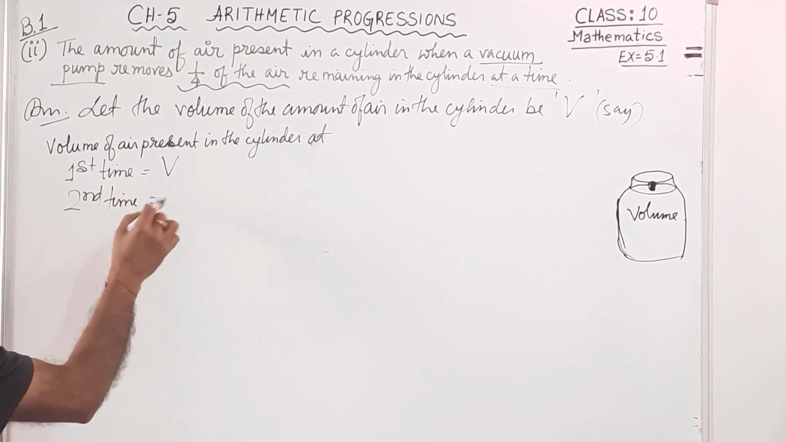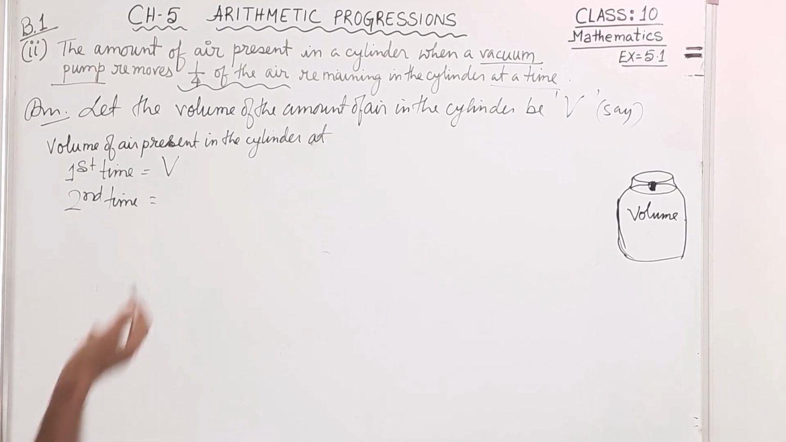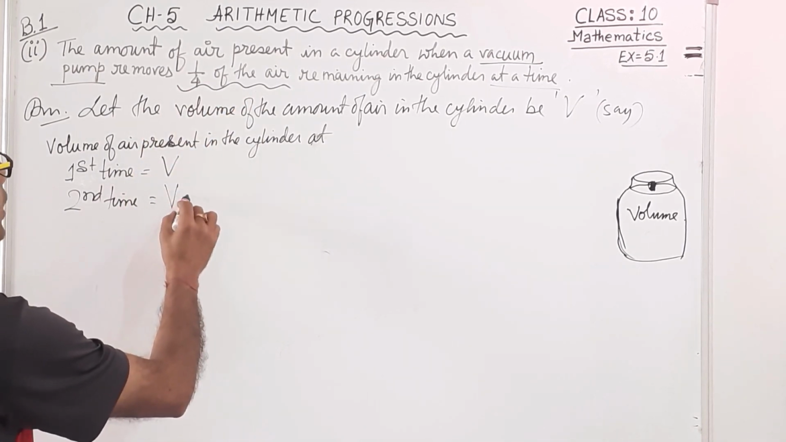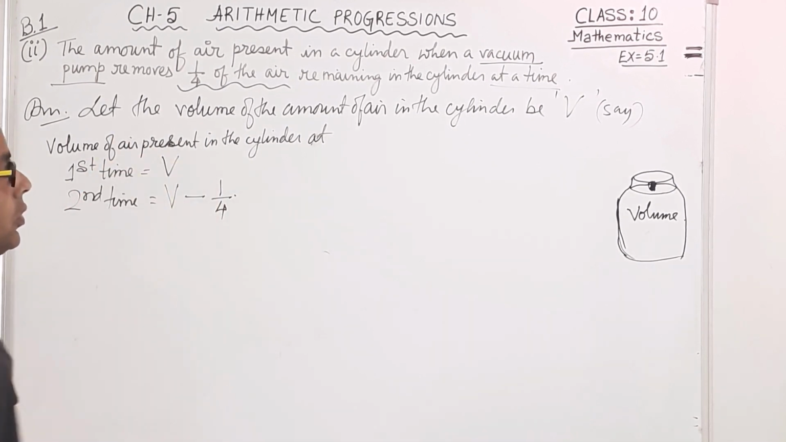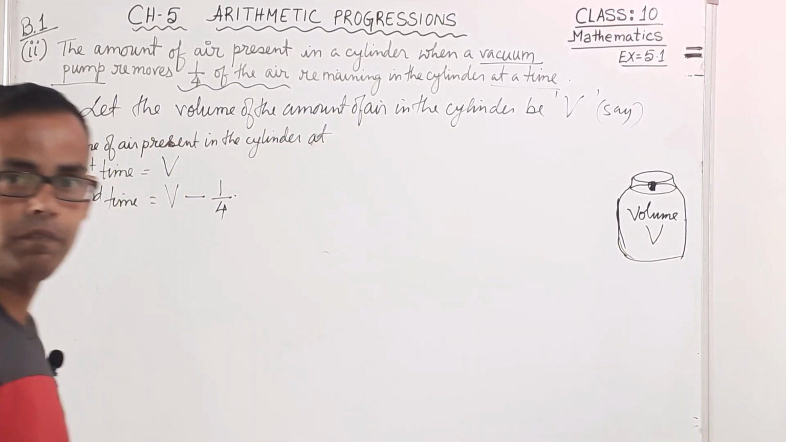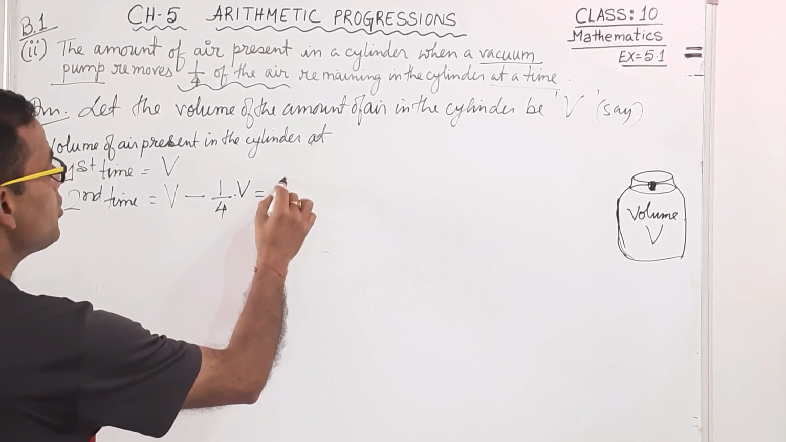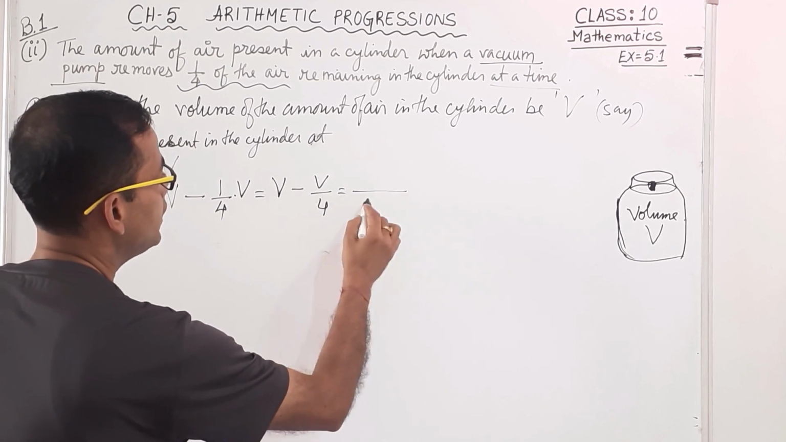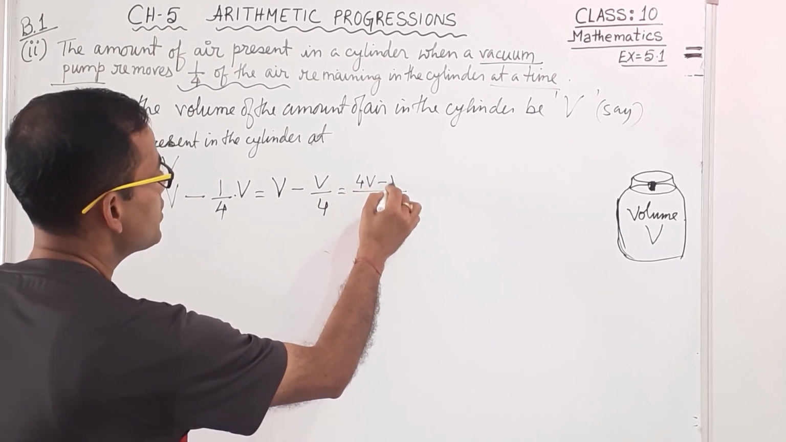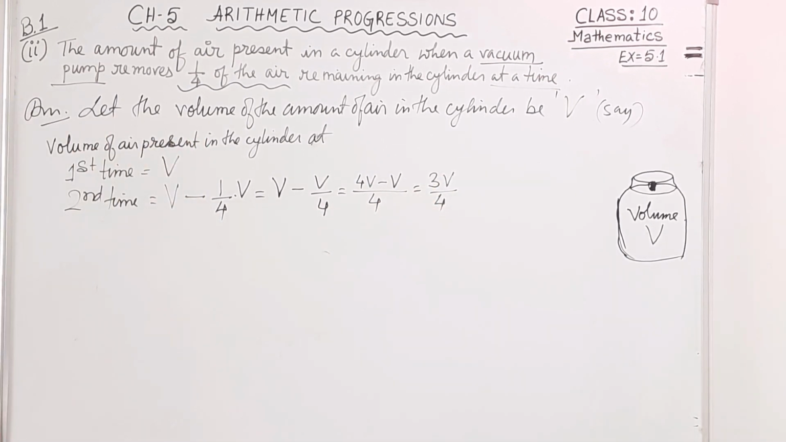Now second time, now you are putting the vacuum pump. Again removing it, then the volume will become less. How much less? 1/4. So less means minus 1/4 of which one? The volume. In the beginning the volume was V. From there 1/4 V will come out. So what it becomes? V minus V by 4, and if you subtract, 4V minus V, so 3V by 4. Clear?